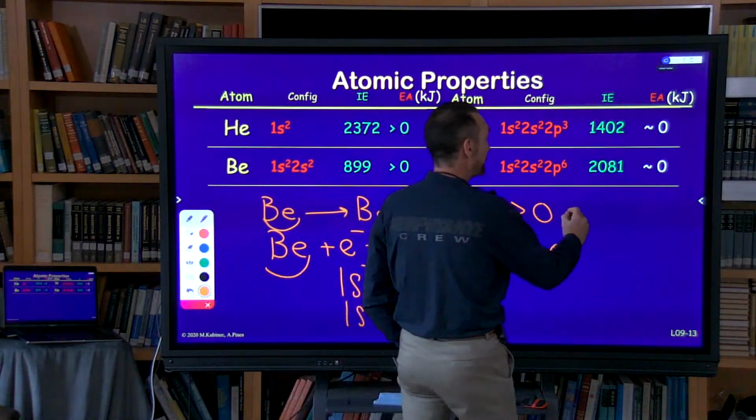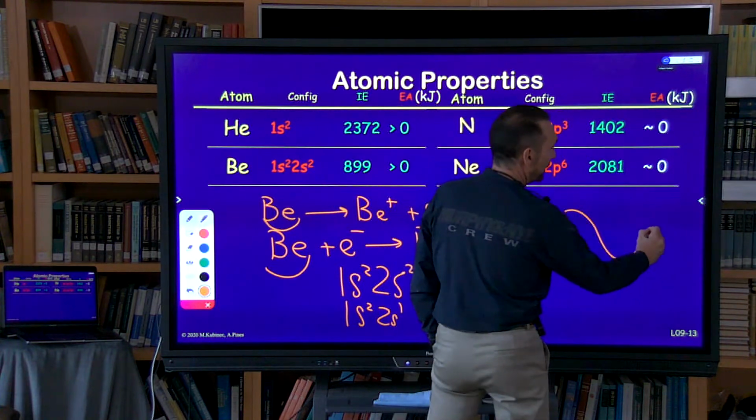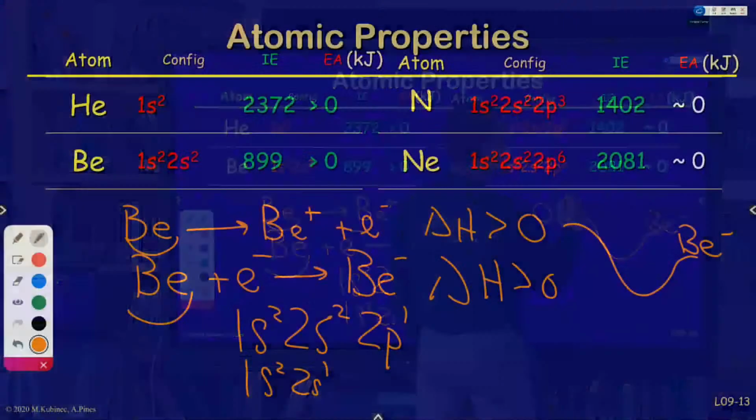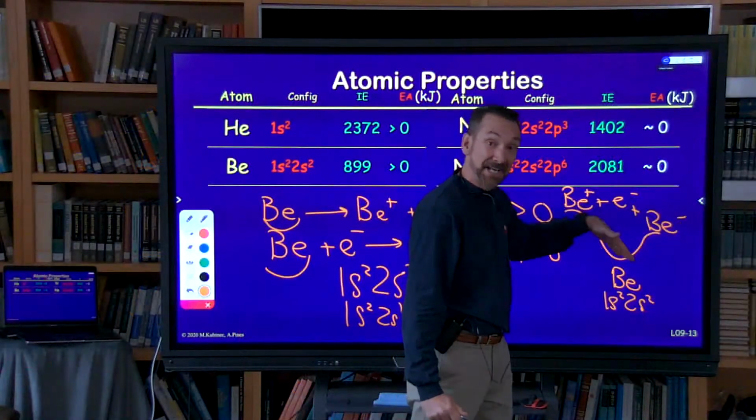So you have the landscape where the beryllium minus and the beryllium plus, and I'll put the electron there for both of them. The beryllium atom is down here. So the 1s2, 2s2 is the lower energy state compared to adding or subtracting an electron.